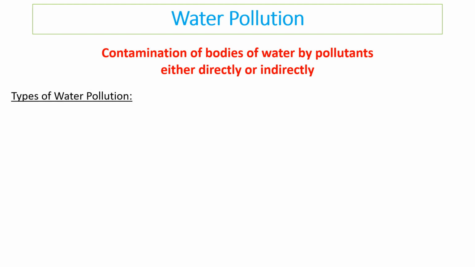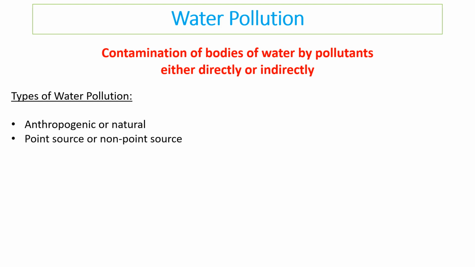So there are different types of water pollution. These can be anthropogenic or natural, so we can produce them, but water can also be polluted by natural sources. For example, animals will naturally produce waste in the wild that will go into the water as well. It can be a point source that comes from a precise location, or it can be more diffuse and come from lots of different places, called a non-point source.